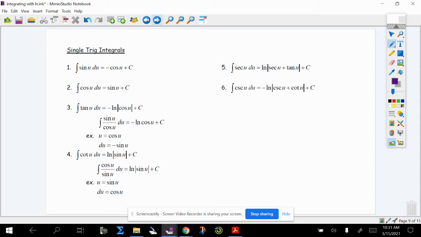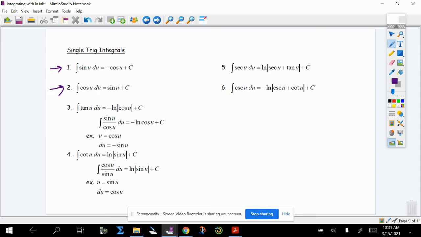So these first 2 in this list that you're looking at, we've worked with before. We know the integral of sine is negative cosine. We know the integral of cosine is sine. Those we started at the beginning of chapter 4. We reviewed again at the end of chapter 4, and they're still showing up. The other 4, though, we have not worked with yet.